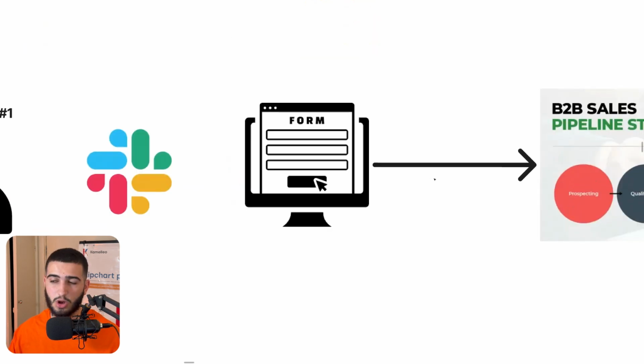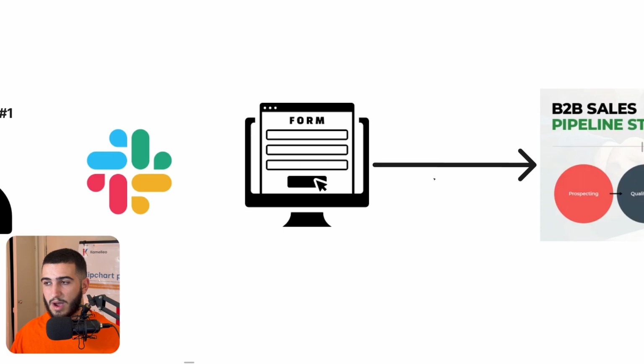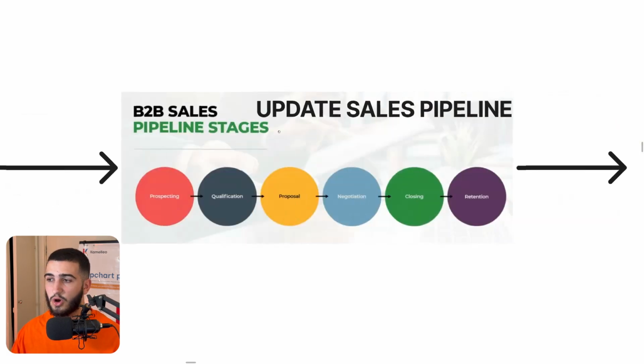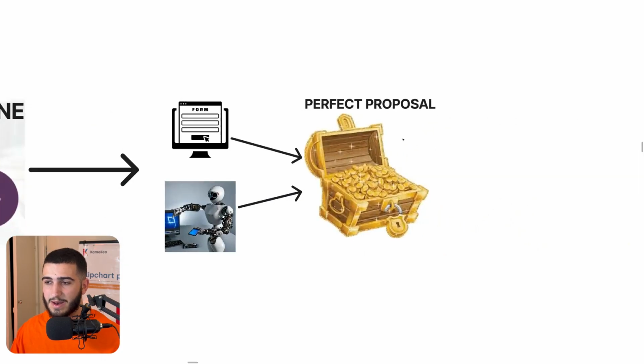Now, within this form, we're going to ask different information about the call, such as, for example, if they're qualified, if he closed them, and if a proposal is required, along with a bunch of different information about the actual prospect. We're going to obviously update the sales pipeline, and then we're going to use the form questions and a bit of AI to create this kind of perfect proposal. That's what I'm going to be showing you how to do in this video.